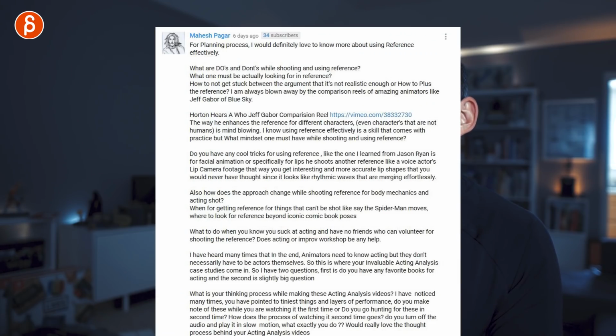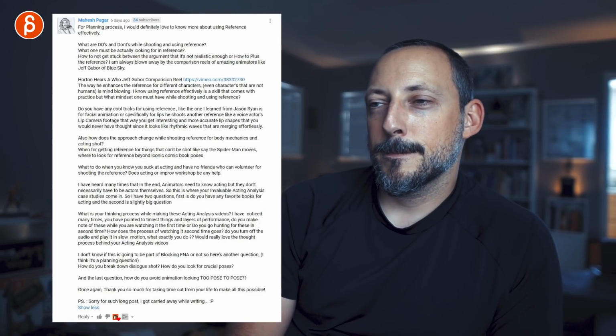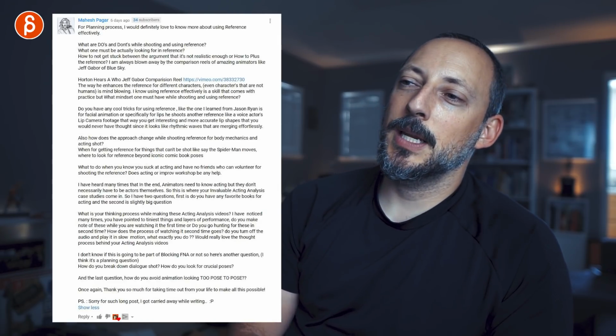Also, how does the approach change while shooting reference for body mechanics and action? It doesn't really. When getting reference for things that can't be shot, like say the Spider-Man moves, where to look for reference beyond iconic comic book poses. I don't know. I don't think there'll be any difference.